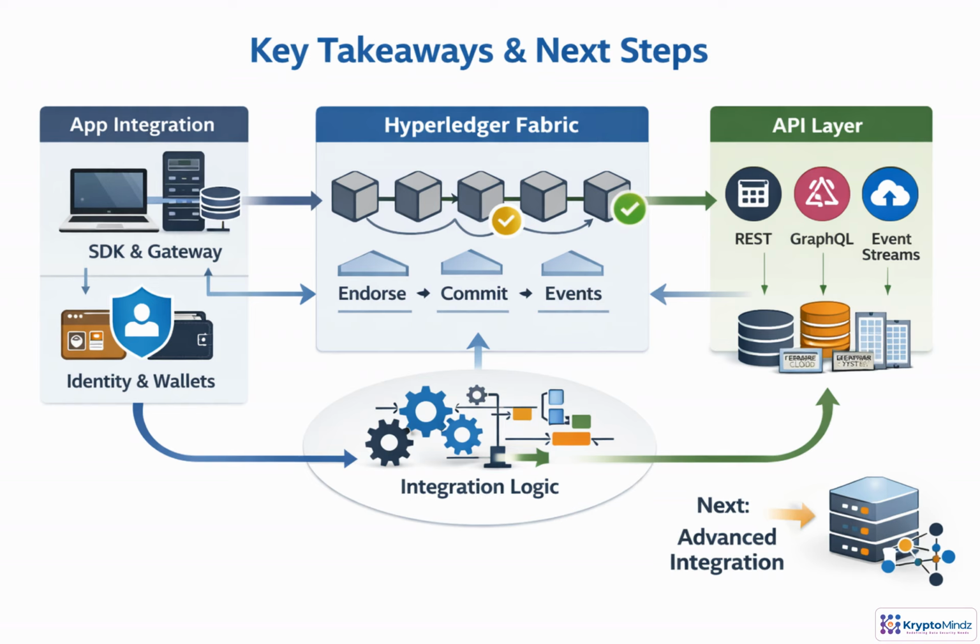You now have the application-side foundation for Fabric, using SDKs and gateway flows to evaluate, submit, endorse, commit, and react to events. Just as important are secure identities, clean API abstractions, and resilient integration logic. Next, we extend this into advanced event processing and enterprise connectivity.